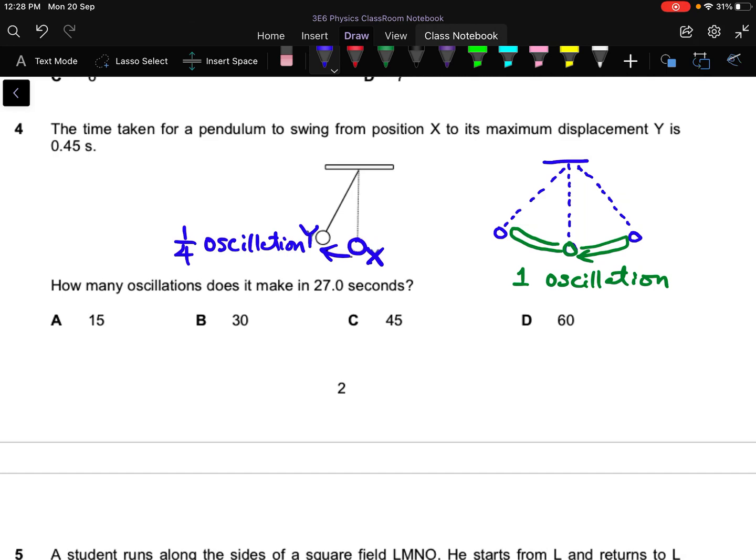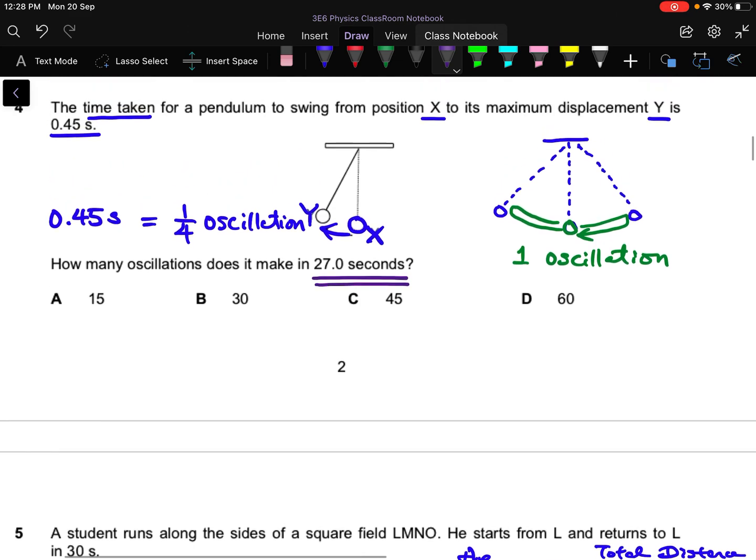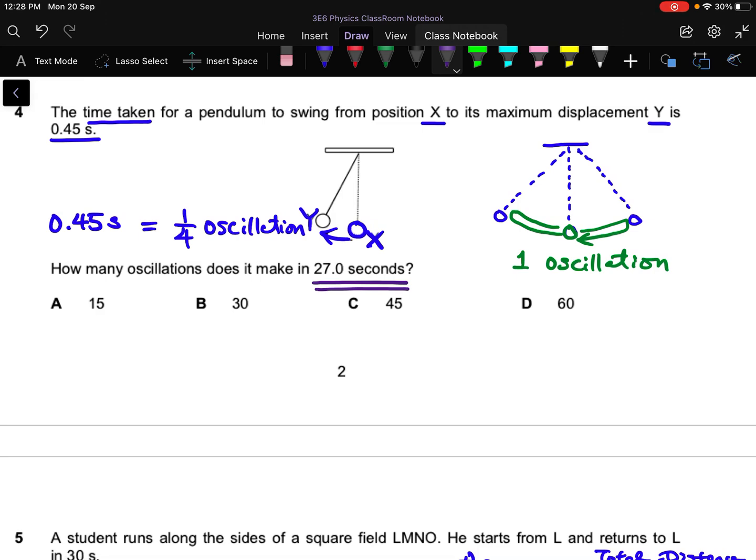Okay, so down here they are telling you that the time taken when you want to move from X to Y is 0.4. So 1/4 of an oscillation will be 0.45 seconds. Okay, and now you are asked how many oscillation will you make in 27 seconds. So what you can do is you can first find out what is the amount of time taken when you are doing one oscillation, and then after that you increase it to 27 oscillations, and you should be able to find the time.